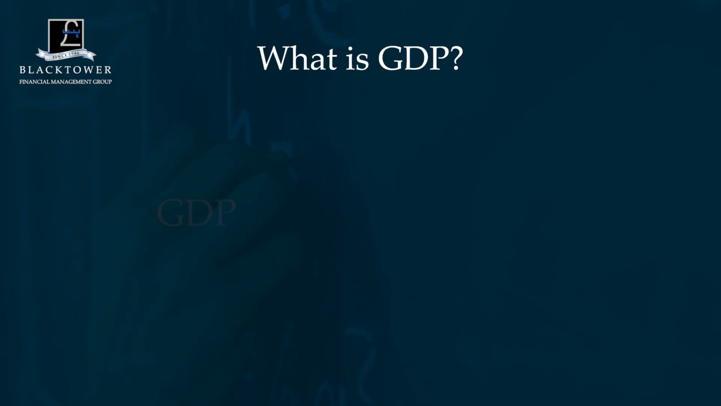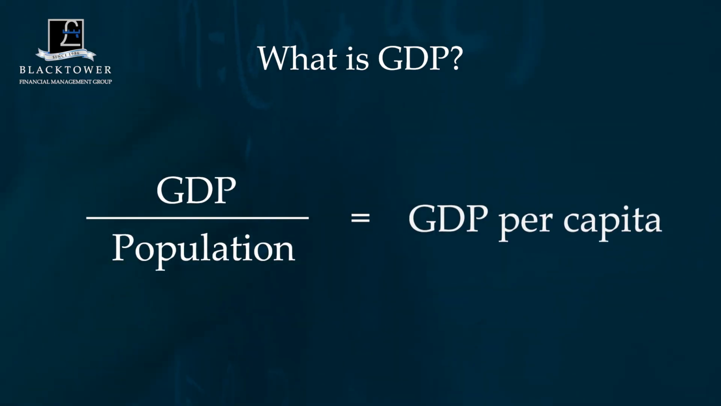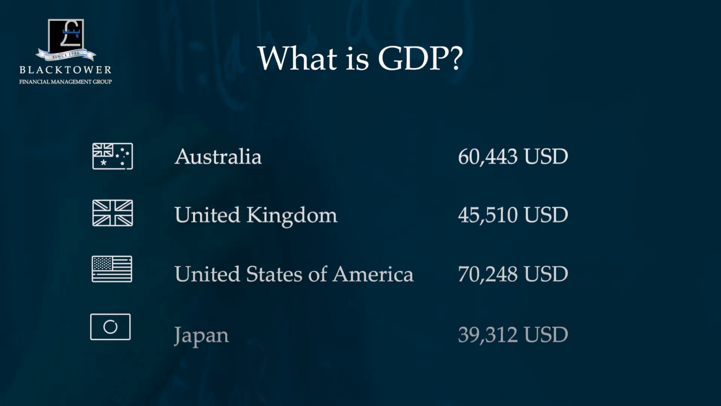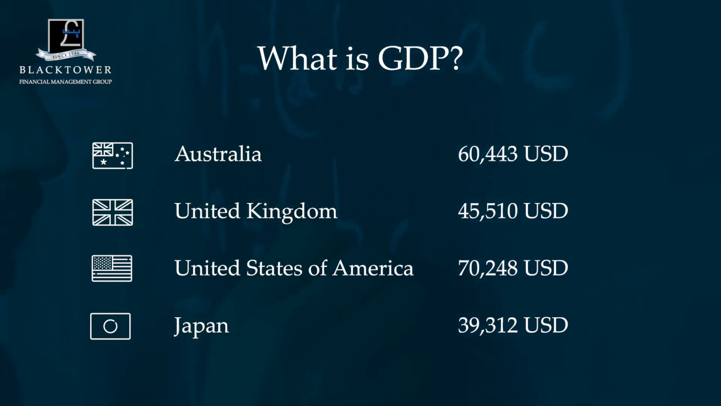Then there's standard of living. GDP per capita, which is GDP divided by the population, gives us an idea of the average income in a country and can be used to compare living standards.